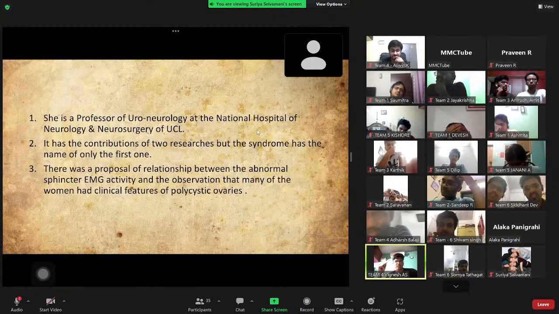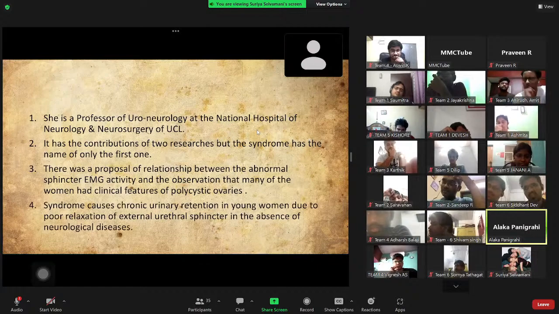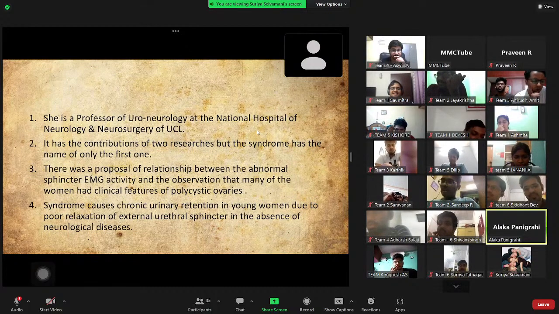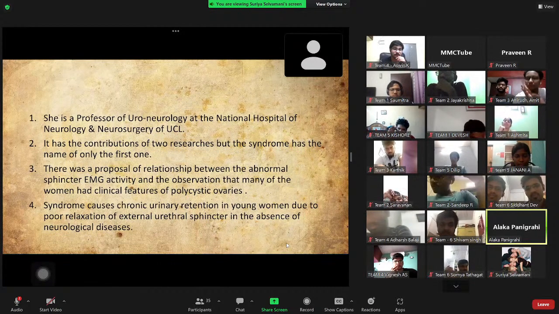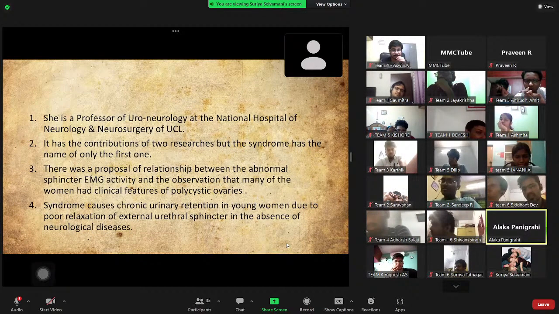Next clue, please. The syndrome causes chronic urinary retention in young women due to poor relaxation of the external urethral sphincter in the absence of neurological disease. So basically, there is no hysterical cause. This chronic urinary retention actually has a cause, which is the abnormal muscle action in the external urethral sphincter.